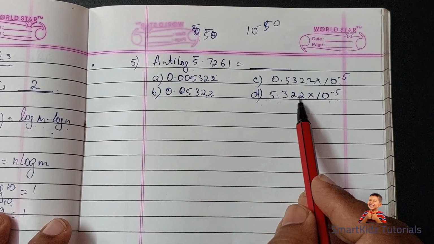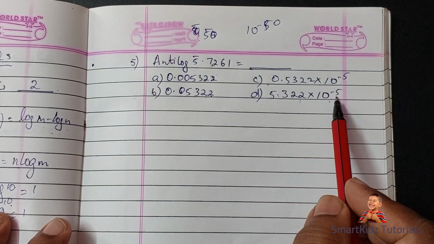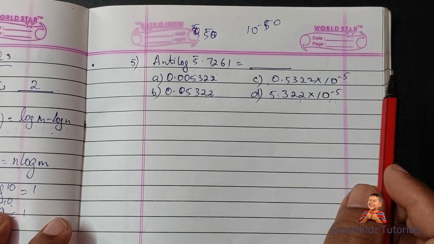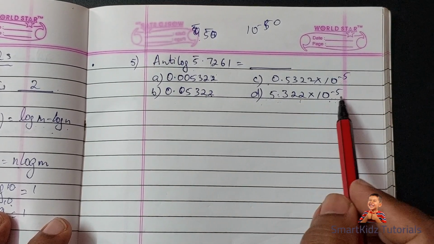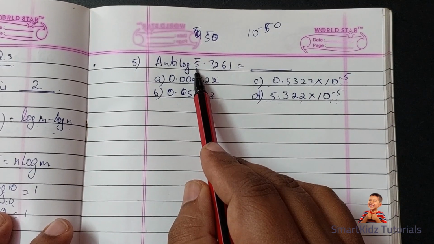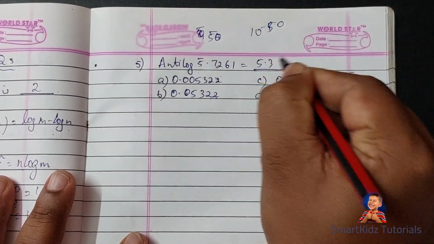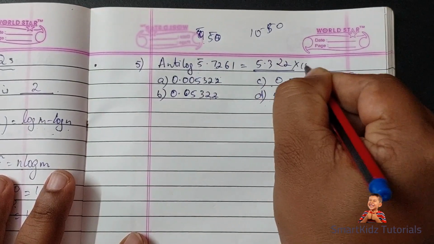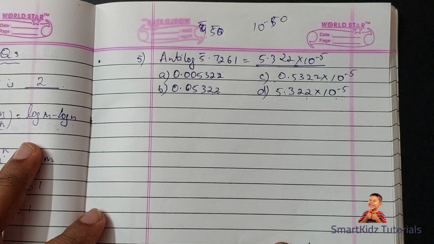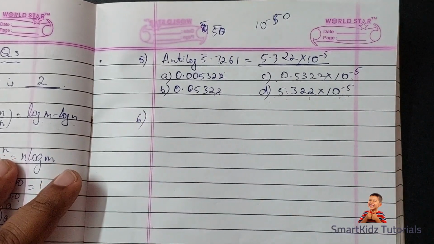So 5.322. In place of 5322, if there was any other number or any other power, the same thing would have happened. We always write some digit, then a point, followed by however many numbers are given after that, into 10 raised to the power which coincides with the bar, the number under the bar. So the correct answer is 5.322 into 10 raised to minus 5. You can find out the answer the long-cut way also, but it will only consume more of your time.